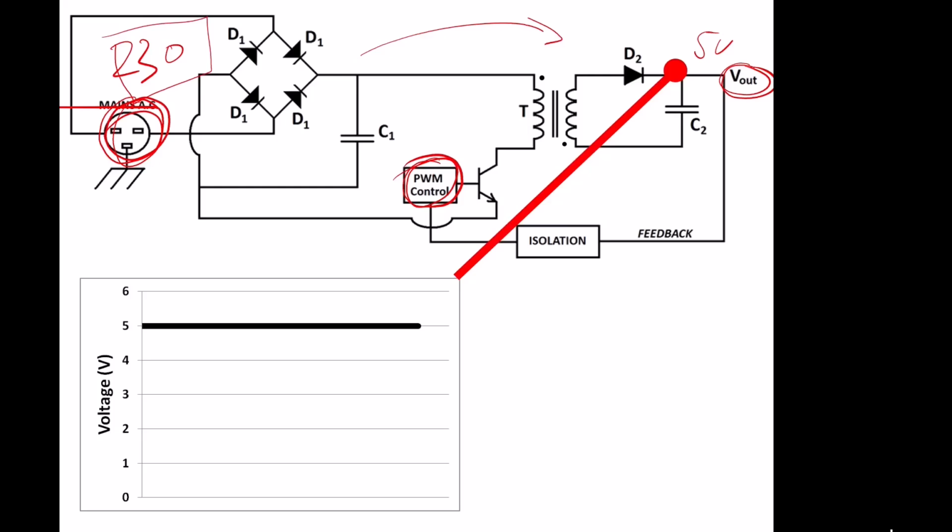And this would typically be something like an LED, say for example, and a photodiode. So you can transmit the signal across this point, but there's no actual hardwire connection, and therefore there's no chance of electrocuting the user.